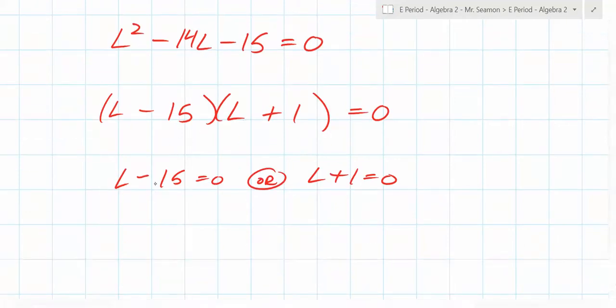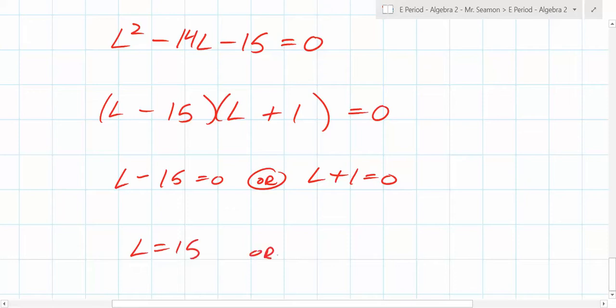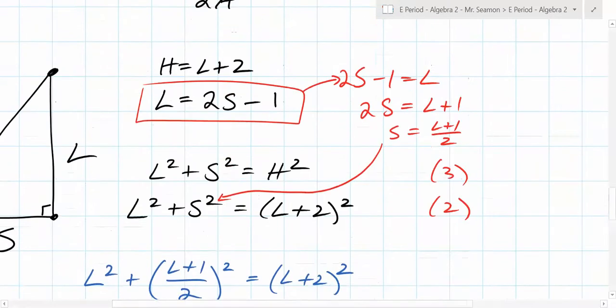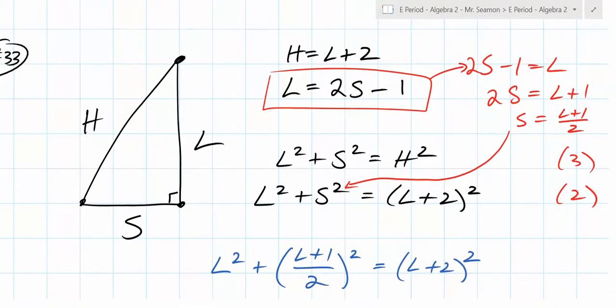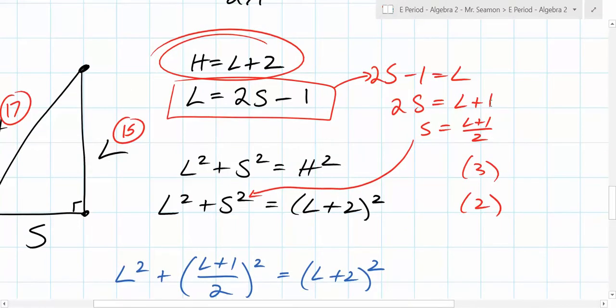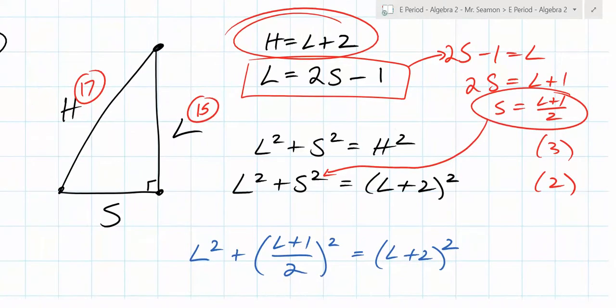So what does L equal? 15 or negative 1. Now which one does it have to be? Why? It's dealing with a length, exactly. So you go back up here and you say, so we now know that L is 15. So how do we get H? What's the relationship? So it's going to be 17, and then you know S. We already solved for it right over here. S is equal to L plus 1 over 2. Well, if L is 15, what's 15 plus 1? 16 divided by 2? 8. There you go. 8, 15, 17.